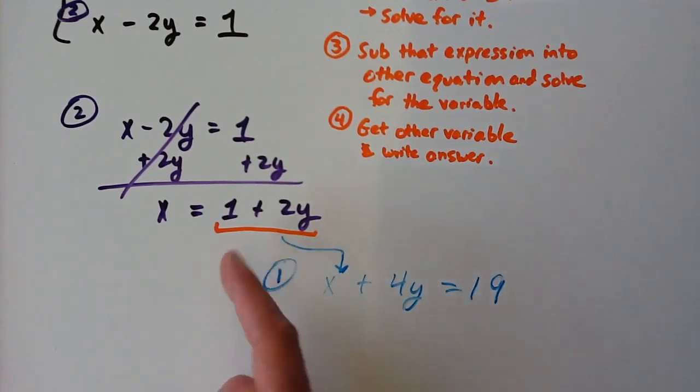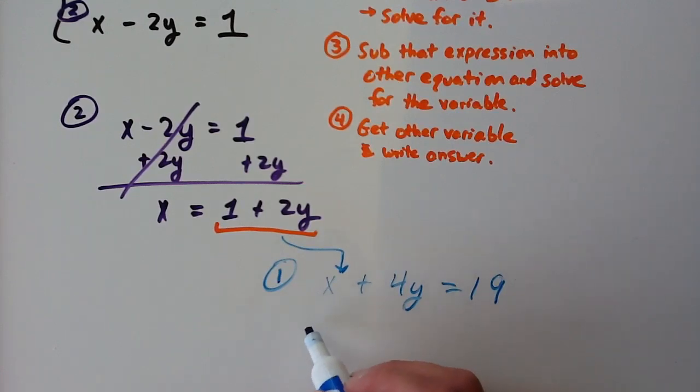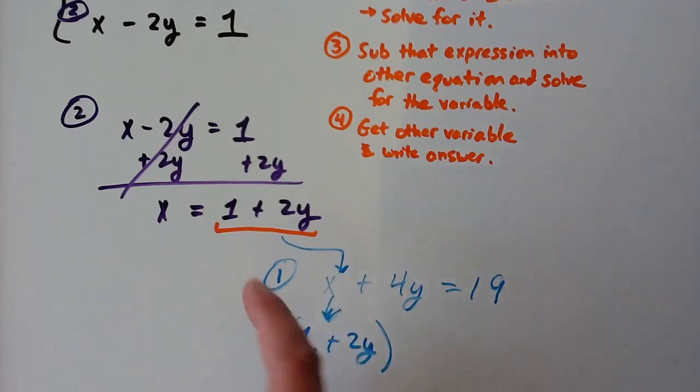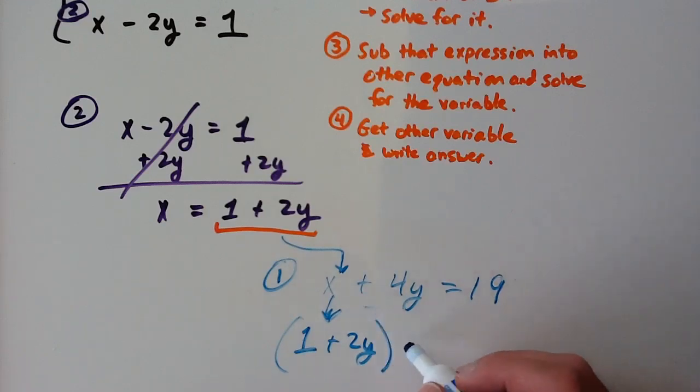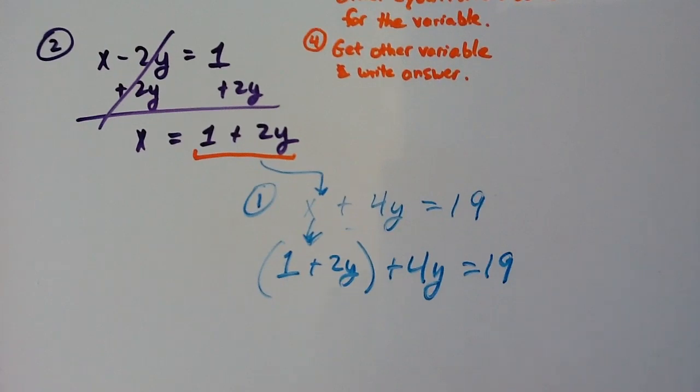When I sub in, I always put this in parentheses. So x, which is 1 plus 2y, right? That is x right there. That's what x is. 1 plus 2y, and then I have plus 4y equals 19, okay? So now, as you can see, I have an equation with only one variable, and that variable, of course, is y. So let's solve for y. Let's figure out what y is.